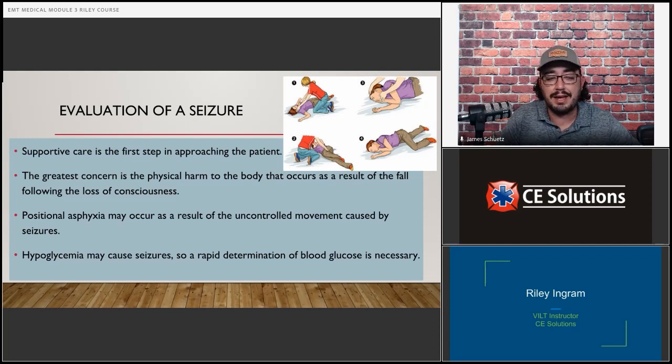And then hypoglycemia may cause a seizure. So a rapid determination of blood glucose is definitely necessary. Okay. We want to get that blood glucose level as soon as we can, because if that's the reason why they're seizing, we can fix that pretty quick.